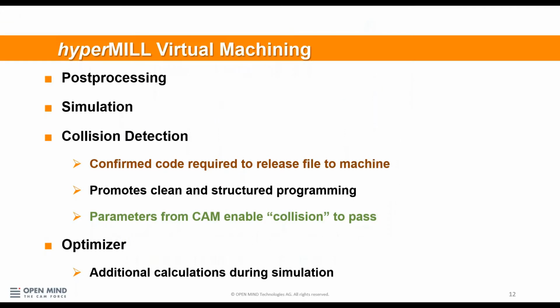So let's explore hyperMILL virtual machining. As mentioned, this environment includes a combination of traditional post-processing, simulation, collision detection, and the powerful NC optimizer. One aspect of the collision detection is that NC data must be confirmed in the system to be released to the machine tool. Though some programmers do not prefer this step, every manager appreciates having confirmation of NC data before it is released. The confirmation process also promotes clean and structured programming.